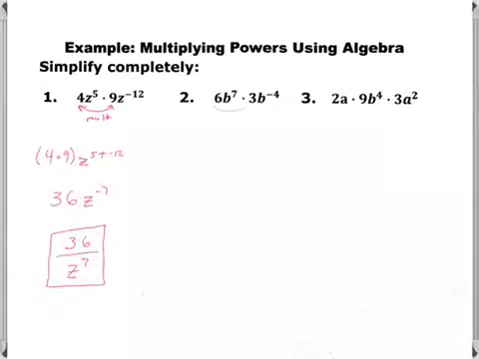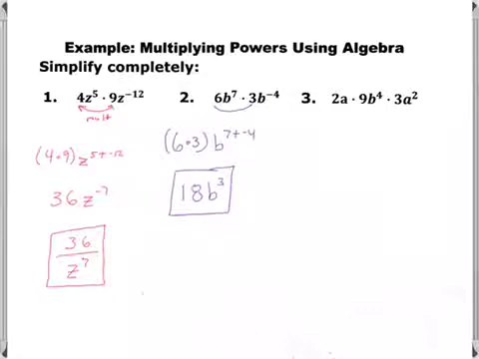Example 2, same thing. We're going to multiply our coefficients. So we've got 6 times 3. And then we've got b, and then we add the exponent, so 7 plus negative 4. 6 times 3 is 18. 7 plus negative 4 is 3. So I've got 18 b to the 3rd.